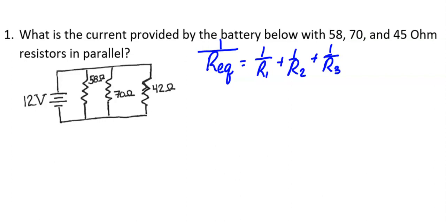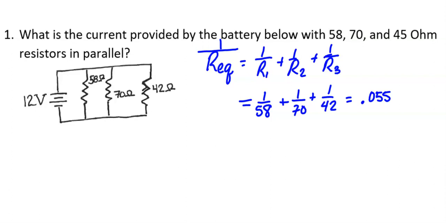So hopefully you've tried this and you've hit pause. And here's what I have. I have 1 over 58, which I would do in my calculator, all in one step, 1 over 70 and 1 over 42. So use of parentheses is a good idea. And what I get out of my calculator is 0.055. So 0.055 is 1 over Req.